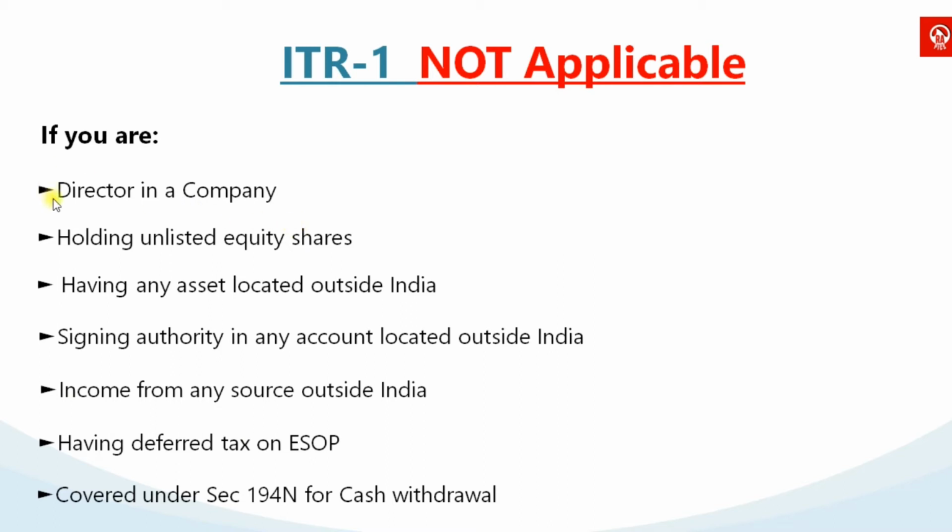Those are: if you are a director in a company, if you are holding any unlisted equity shares at any time during the previous year, or you are having any asset including financial interest in any entity located outside India, or you are a signing authority in any account located outside India, or you are having income from any source outside India, or you are having deferred tax on ESOP, or you withdrew cash and TDS has been deducted under section 194N on such withdrawal. That means you are covered under section 194N.